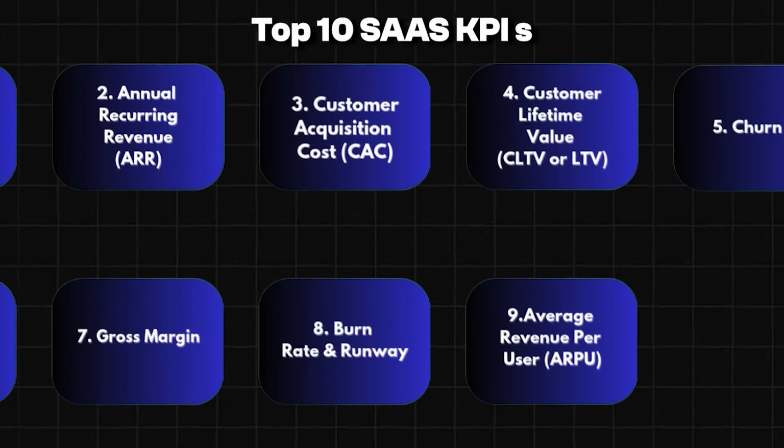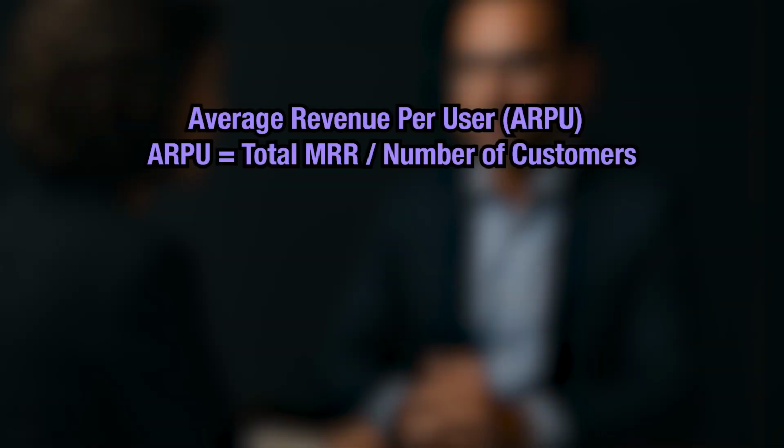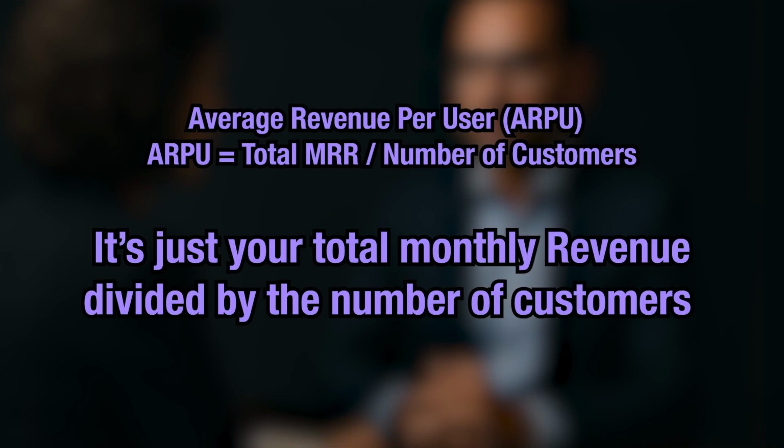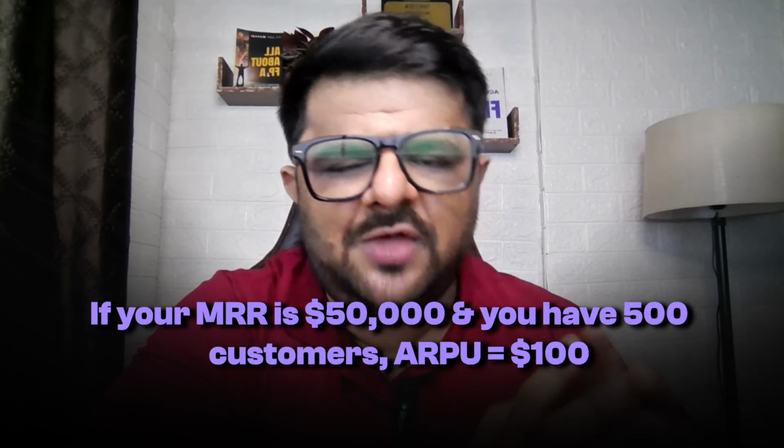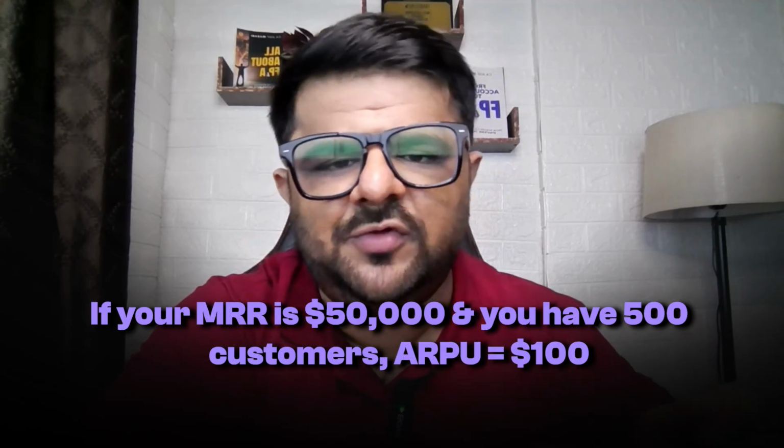Now, let us zoom back to the customer level. What's the average value each customer brings in? That is our next KPI. That brings us to SaaS business KPI number nine, which is average revenue per user, also known as ARPU. Average revenue per user helps you understand the customer quality and the effectiveness of your pricing strategy. In simple words, ARPU is your total monthly revenue divided by the number of customers. For example, if your monthly recurring revenue is $50,000 and you have 500 customers, then your average revenue per user, or ARPU, is $100.